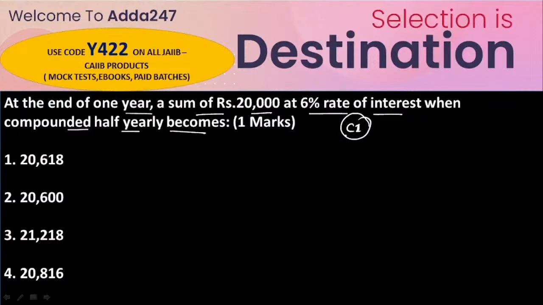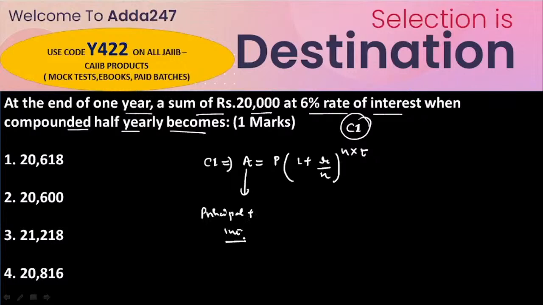So look, I just explained in my lectures the compound interest formula: A is equal to P multiplied by (1 plus R divided by N) to the power N into T. Where A denotes the principal plus interest, and P denotes the principal amount that is borrowed. R denotes the rate of interest.